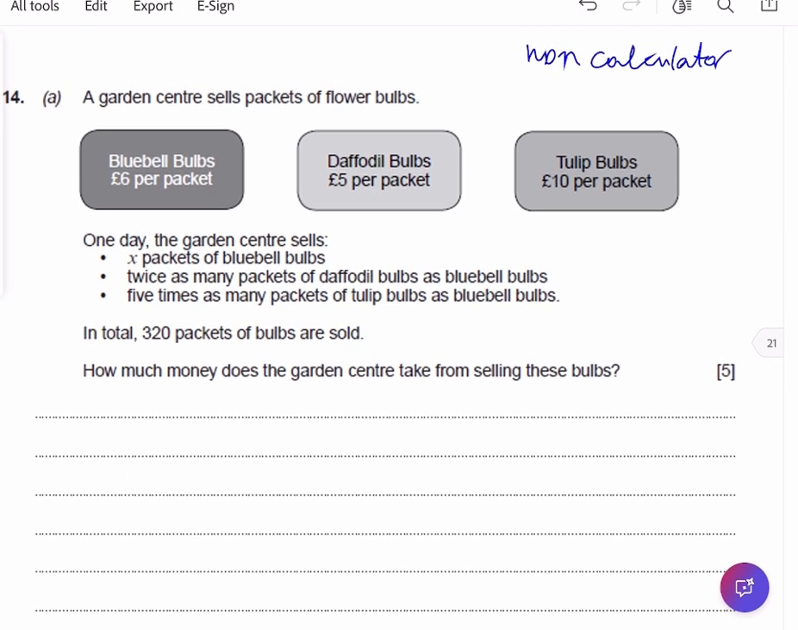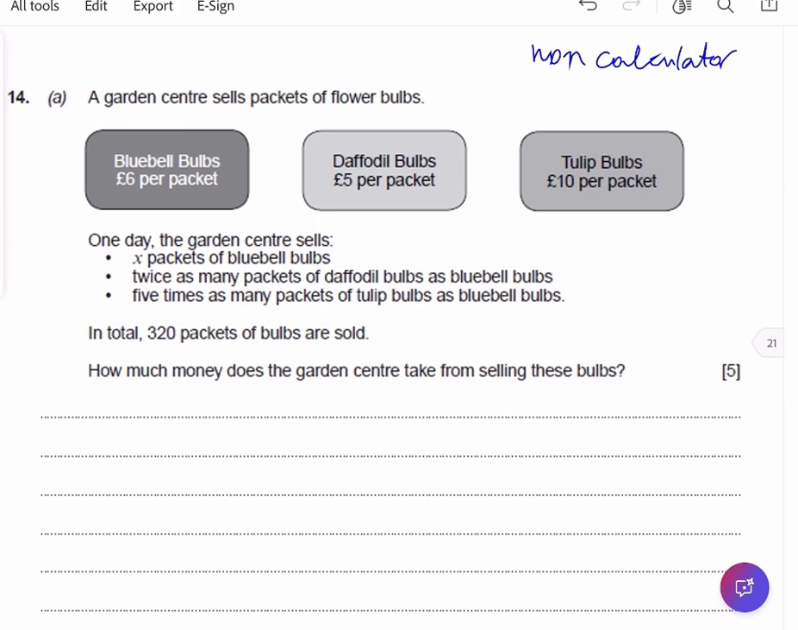Next question, a garden center sells packets of flower bulbs. This is a non-calculator question. And so we've got bluebells, daffodils, tulips. Let's write them in a ratio as B to D to T. And we know X packets of bluebells. We're going to put X there for bluebells. And twice as many packets for daffodils. We can put 2X. So we're using an algebraic method here. And for tulips, we're going to put 5X.